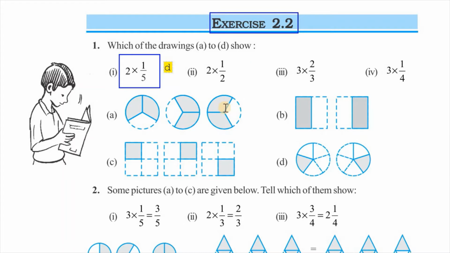Next we have 2 into 1 by 2. This is very easy. We also saw this in the example. This one is representing B. This is because you have 1/2, 2 halves, so 2 halves.